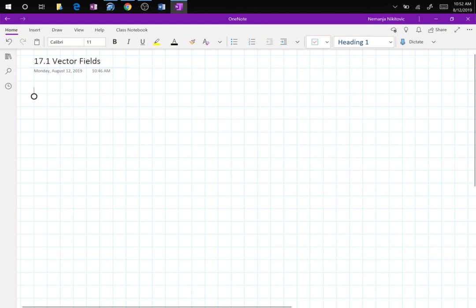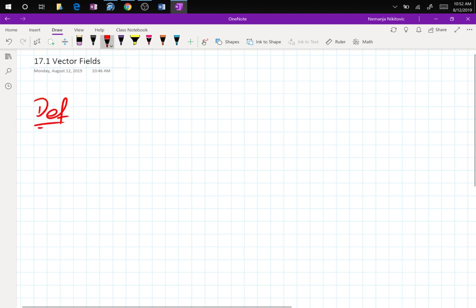So now we would like to start with defining the vector field, and then just take a look at a few simple calculations. So it's very short. We are starting with the definition of a vector field in 2 dimensions, so in R squared.